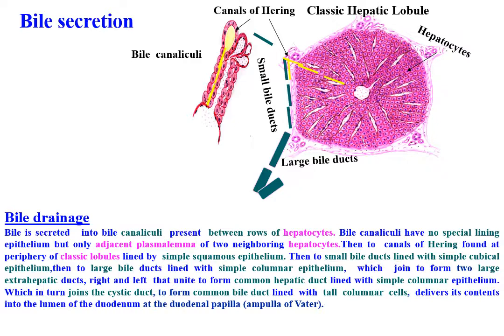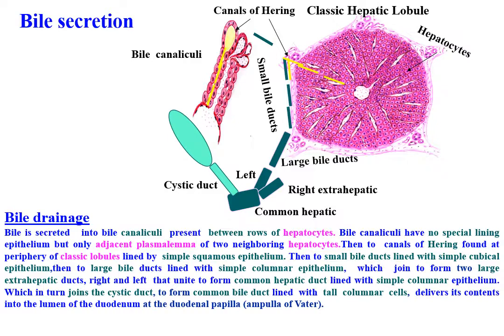These large bile ducts join to form two large extrahepatic ducts, the right and the left, which in turn unite to form the common hepatic duct. Common hepatic duct is lined with columnar epithelium. It is joined by the cystic duct coming from the gall bladder. Cystic duct is also lined with simple columnar epithelium. When it joins the common hepatic duct, it forms the common bile duct.